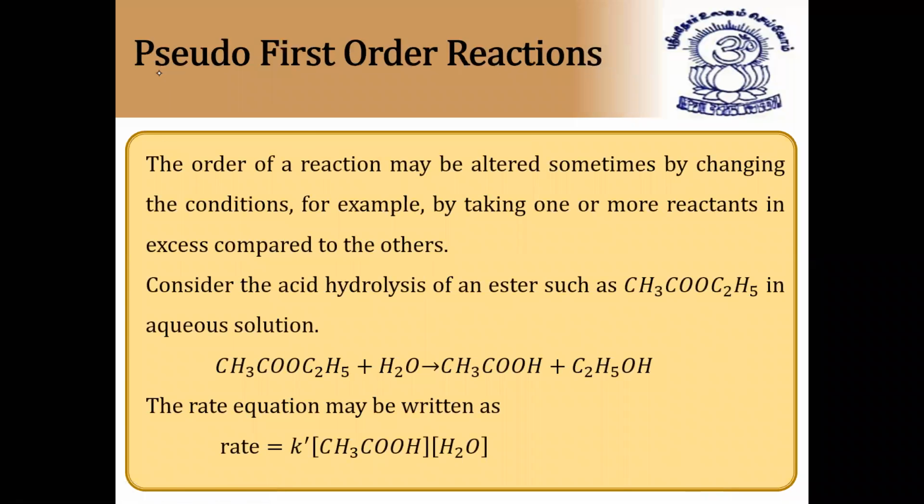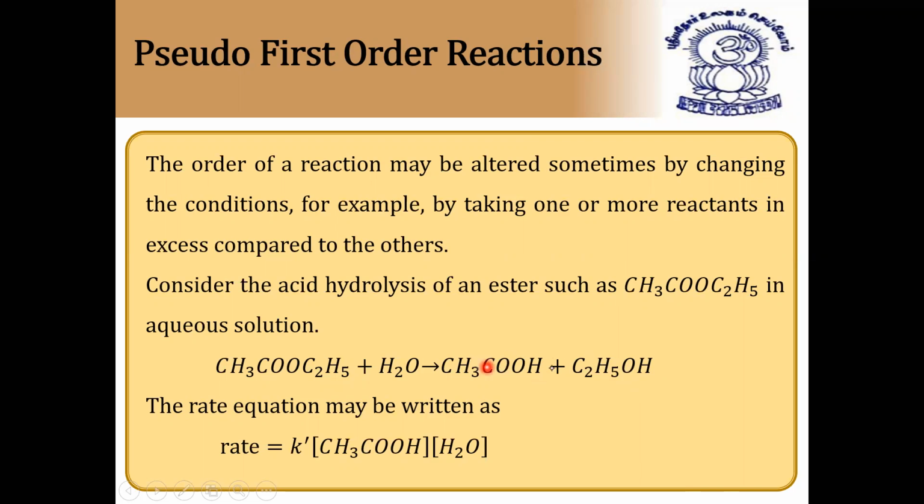Next we have pseudo first order reactions. The order of a reaction may be altered sometimes by changing the conditions, for example, by taking one or more reactants in excess compared to the others. For example, consider the acid hydrolysis of an ester. The ester is CH3COOC2H5. Acid hydrolysis means in the presence of acid. If you add water to the ester in aqueous solution, it forms acid as well as ethyl alcohol.